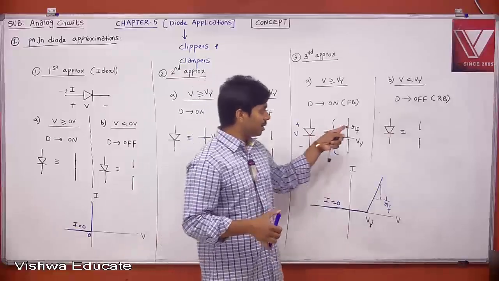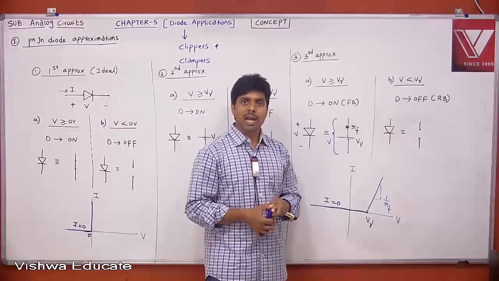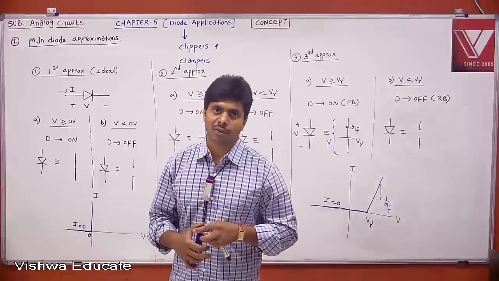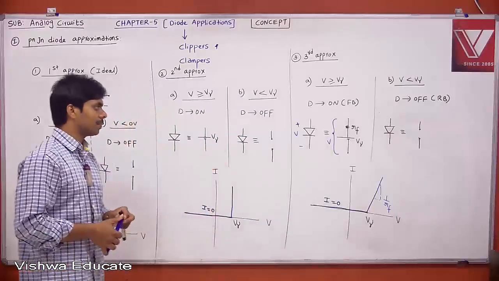Because this is your dynamic resistance. The dynamic resistance will be calculated from the bias value. What is that? I will explain. Then after that I will give you the exact model. Okay, take this.